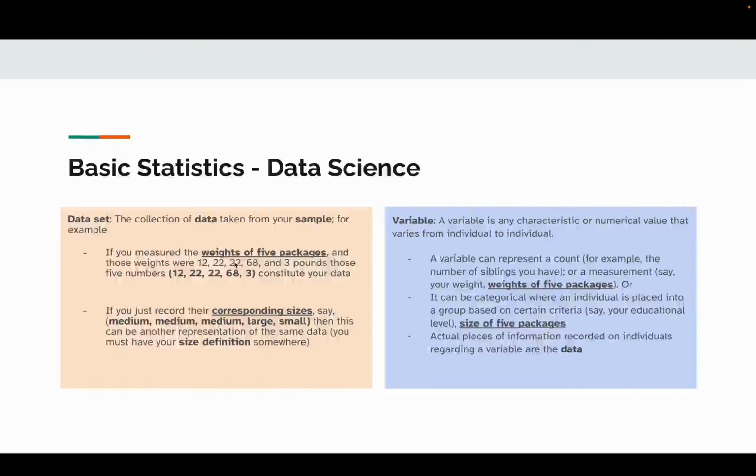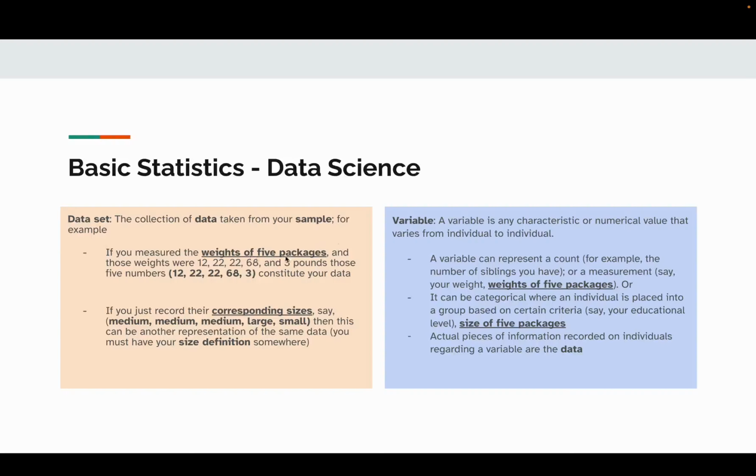So you can see that the same data we can label as medium, medium, medium, because this is medium, this is medium, this is medium, this is large, and this is small. So you see the same data, but the representation is two different ways. So these are your data. So it's a data set.